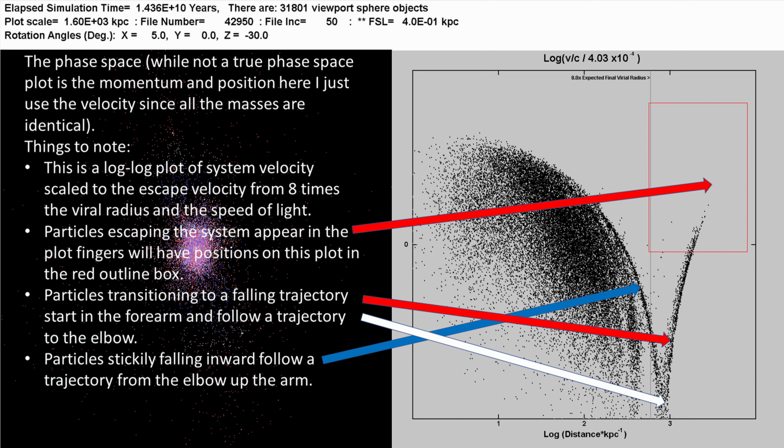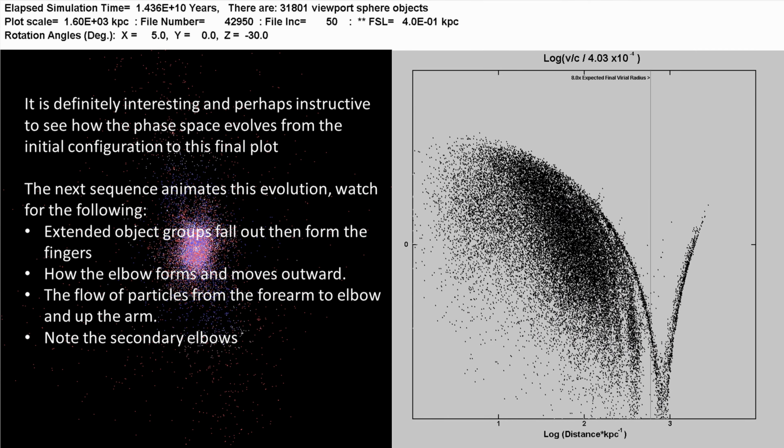may follow a trajectory down the forearm as they slow down and reach a minimum speed in the elbow, where they will gradually pick up speed and travel a trajectory up the arm towards the shoulder. It is very interesting to watch the evolution of the phase space diagram. This next sequence animates the phase space evolution.